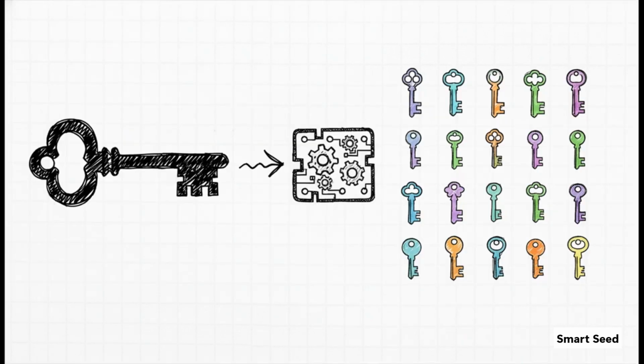Now, here's a really critical detail. It's not like you're just using the same lock 16 times in a row. Nope. Instead, that main 56-bit key is used to generate 16 totally different, unique subkeys, one for each of those rounds. This whole multi-stage approach is what makes the code so incredibly hard to pick.